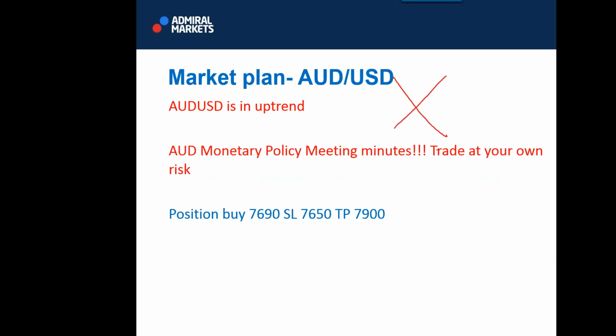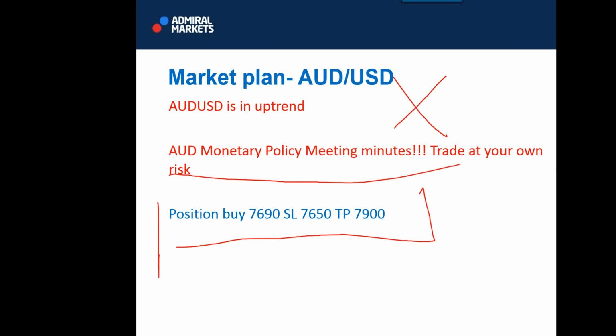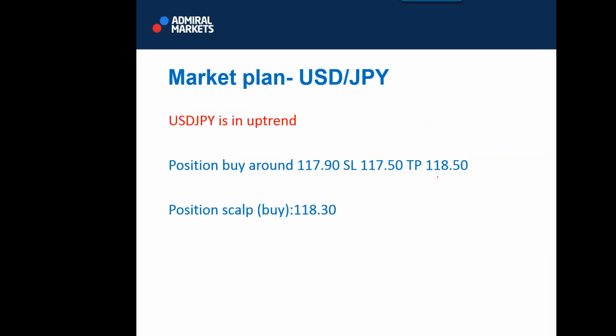Okay? So Australian dollar, it's monetary policy meeting minutes. Please trade at your own risk if you trade. This can be the setup. But I'm not favoring anything just because of those meeting minutes, which can really screw our good setup. Dollar yen is in uptrend, definitely, and I'm looking to buy at 170.90 with 170.50 and targeting 118.50. Possible buy can come at this level, but it's a scalp trade only.